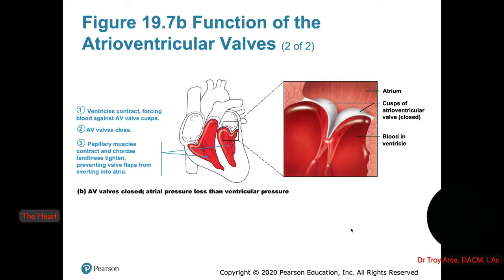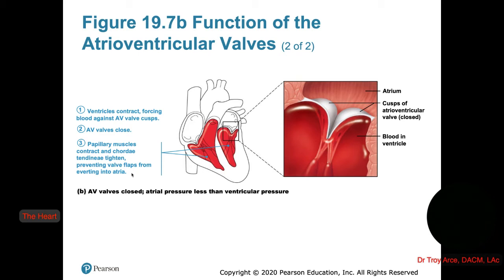The function of the atrioventricular valves: one, the ventricles contract, forcing blood against the AV valve cusps, and the AV valves close at that point, not allowing any more blood into the ventricles. The papillary muscles contract, and the chordae tendineae tighten, preventing valve flaps from everting back into the atria.